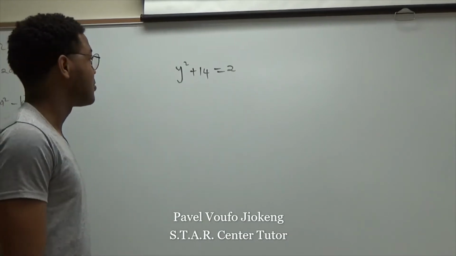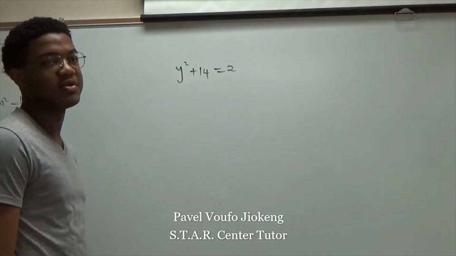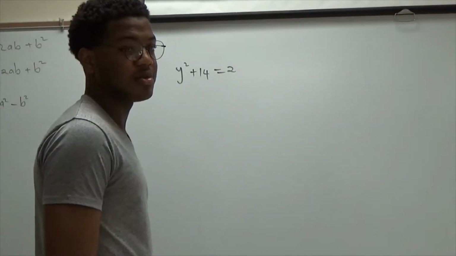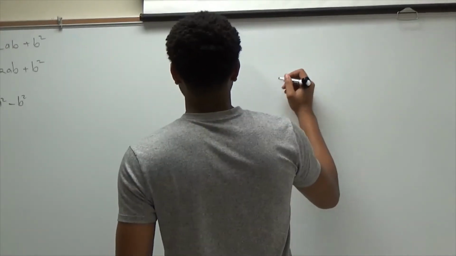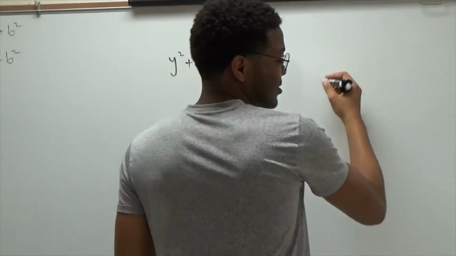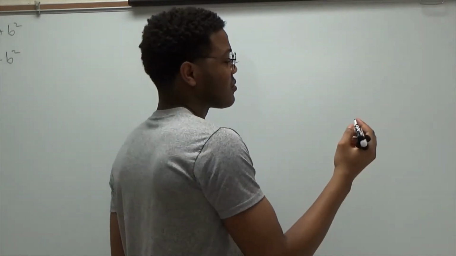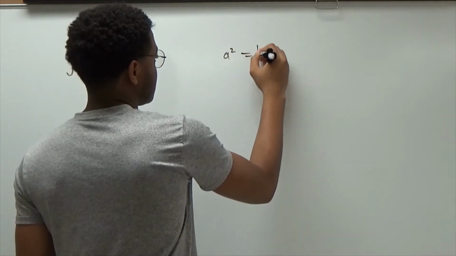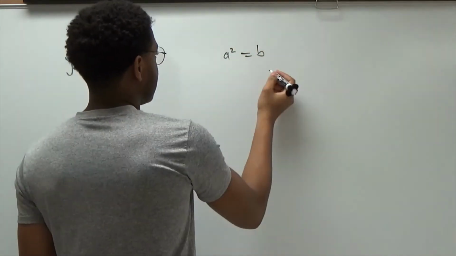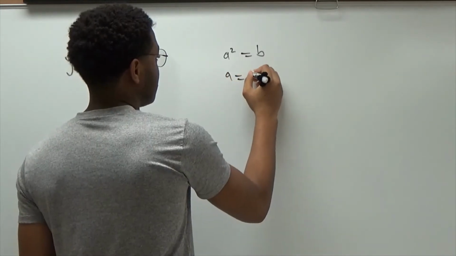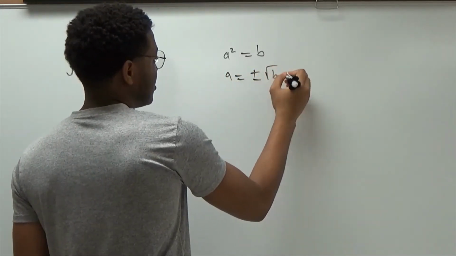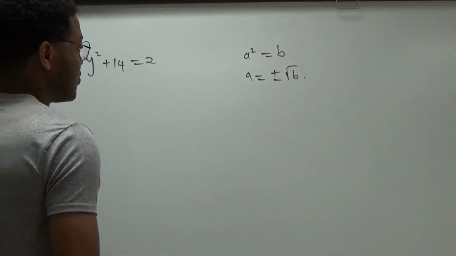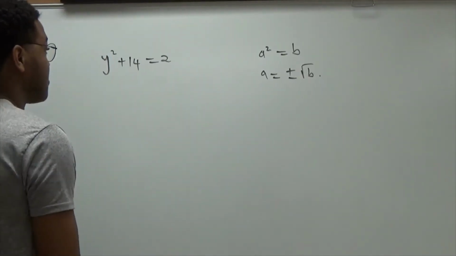So right now we are going to solve this equation by using the square root property. It might look very similar to the completing the square method. Before we begin, I have to mention that the square root property says if you have a squared equals b, it states that a will be equal to plus or minus the square root of b. So it's very similar to the completing the square method, which states that a equals the square root of b or a equals minus the square root of b.